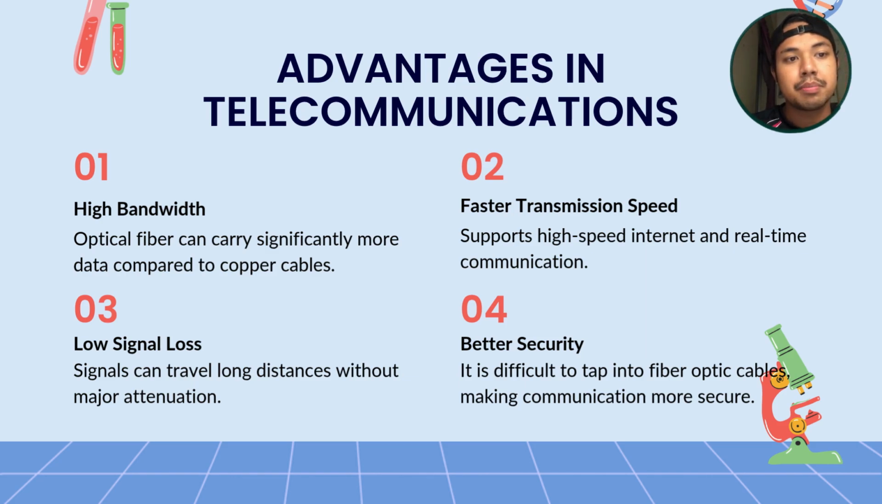Finally, we have better security. Because optical fiber transmits light rather than electrical currents, it does not radiate signals outward. This makes it extremely difficult to physically tap into the cables, making our communication network much more secure from interception.